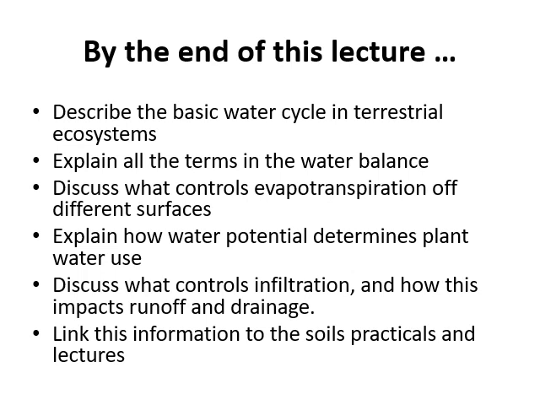Right, this has been quite a content-heavy lecture, but by the end of this lecture, there are 6 things that I need you to be able to do. You need to be able to describe the basic water cycle in terrestrial ecosystems, and you need to be able to explain all the terms in the water balance. Then you need to be able to discuss what controls evapotranspiration of different surfaces. So you need to discuss the demand and the supply side of those equations, and how it works for water, soil, and plants. You need to be able to explain how water potential determines plant water use. So you need to be able to talk about it in terms of physics, in terms of water potential in megapascals.